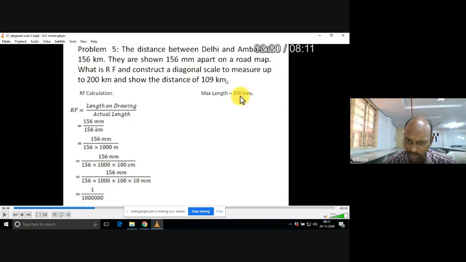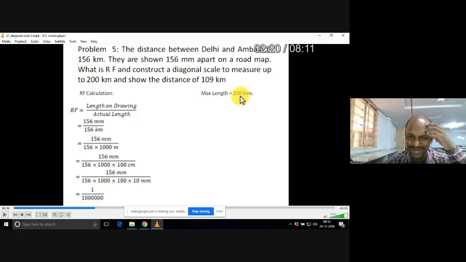For example, if 200 kilometers is not given in the problem, but it asks to show a distance of 109 kilometers, what assumption can you make? The maximum length is not given, but you are asked to mark a distance of 109. What is your assumption for the maximum length? It must be more than 109. You can take 110 or 120, because he is asking to mark 109, so you must take at least 109. Understood?